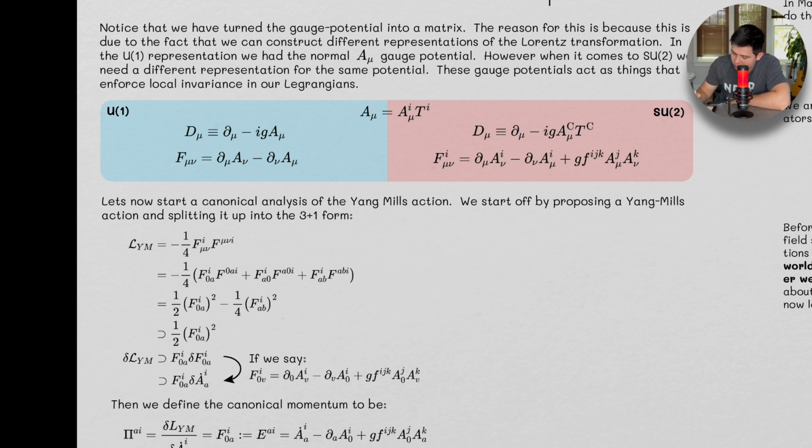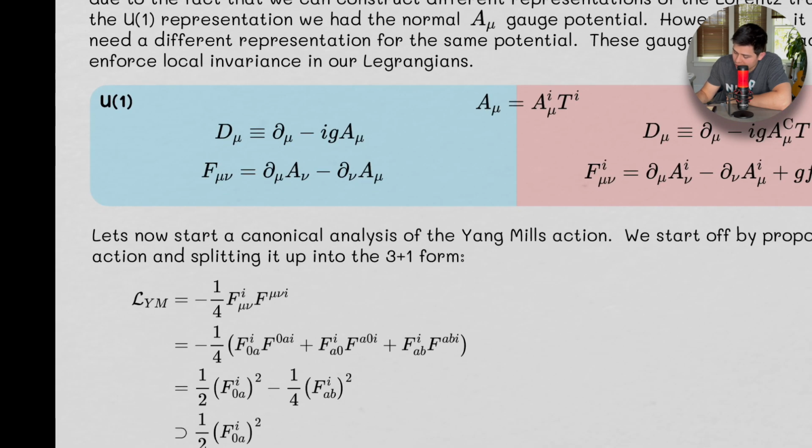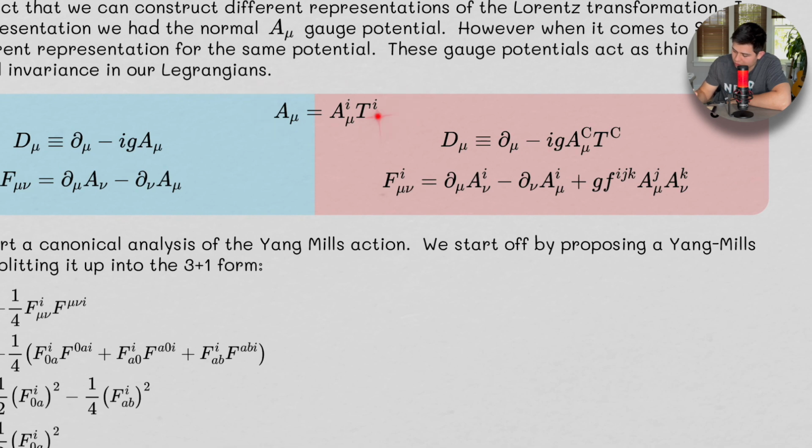In the U1 case, we're presented with this type of derivative. This is a covariant derivative. We have our normal partial derivative with the addition of this term here, so this is where our gauge potential comes into play with our derivative. And our electromagnetic field strength tensor, which is anti-symmetric, looks like this. This is what I said before, this is what's at the core of Yang-Mills theory.